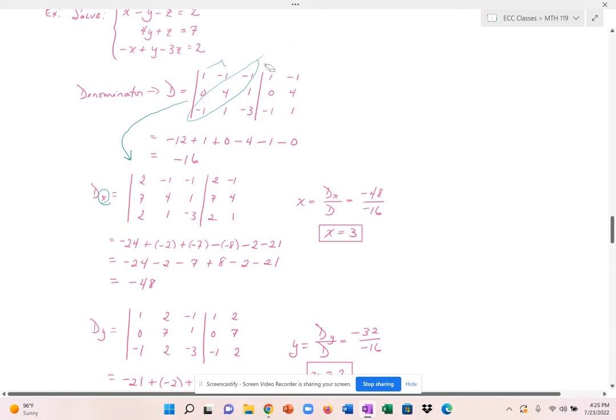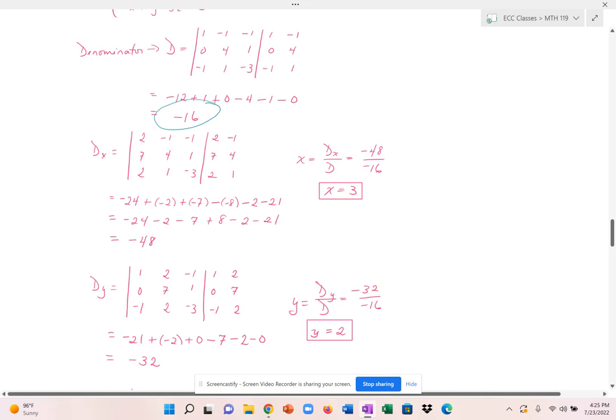So remember, we need to find an x, y, and a z. So my denominator I know is negative 16. I don't need to do this again, but I'm going to take that matrix, but this time the second column gets replaced by the constants. So there's that 272 in the middle.